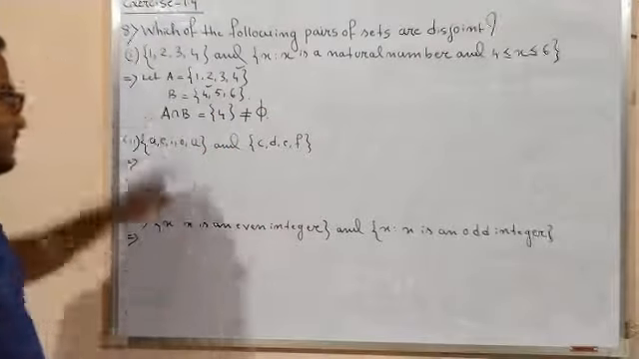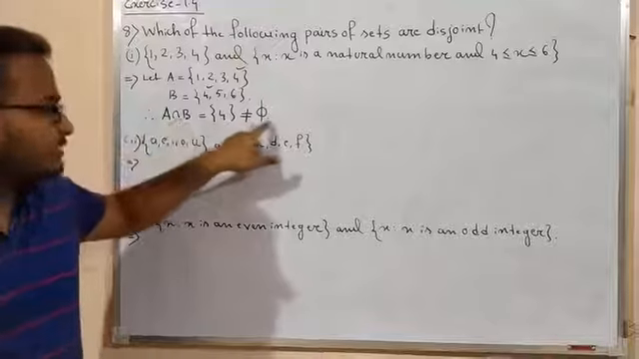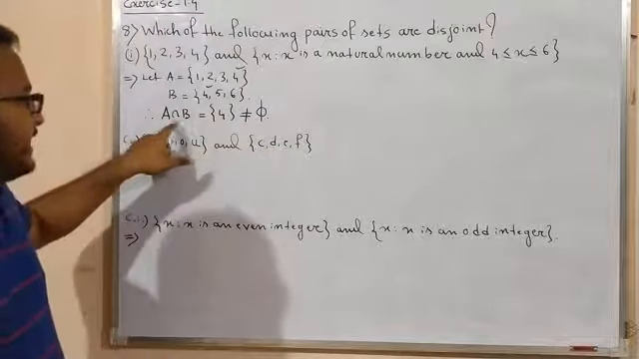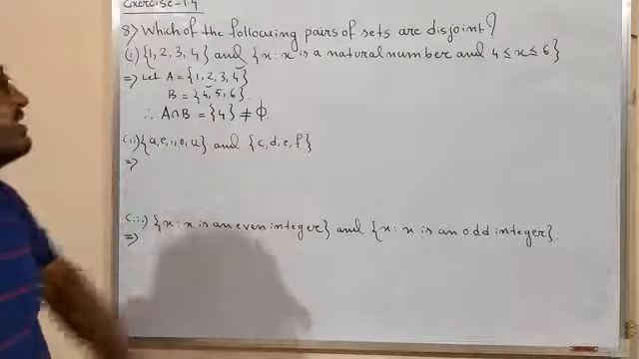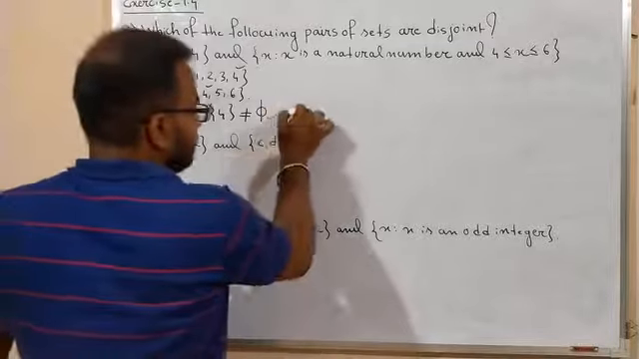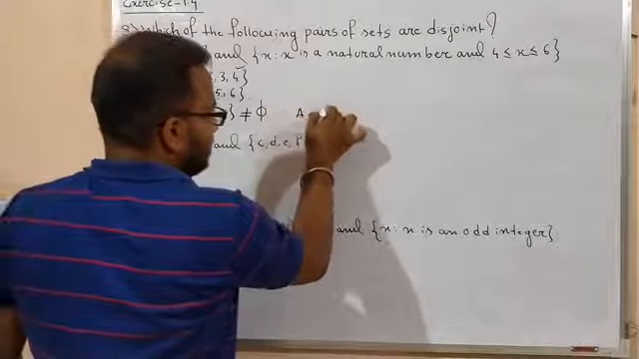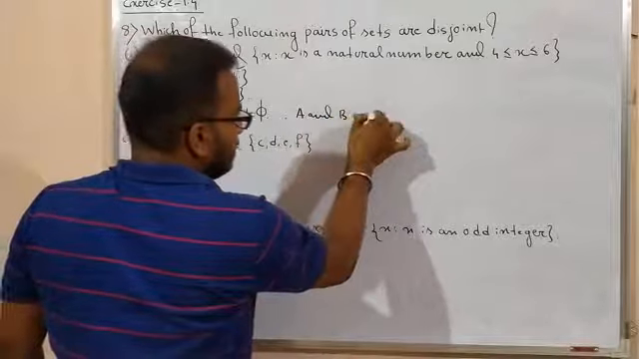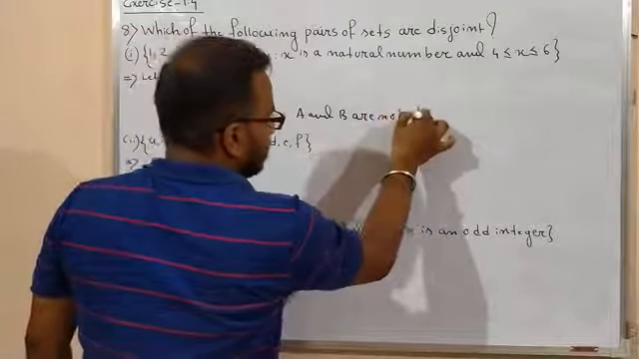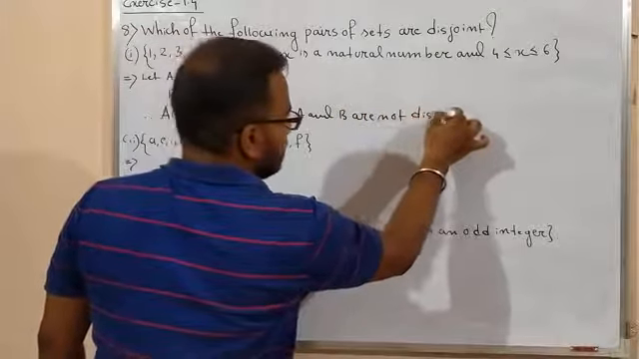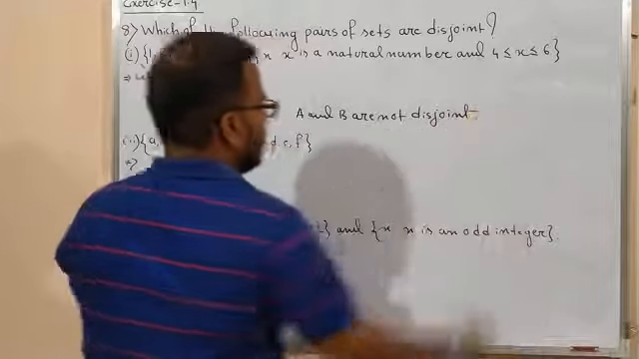Right? That means A intersection B is not an empty set. So therefore A and B are not disjoint.